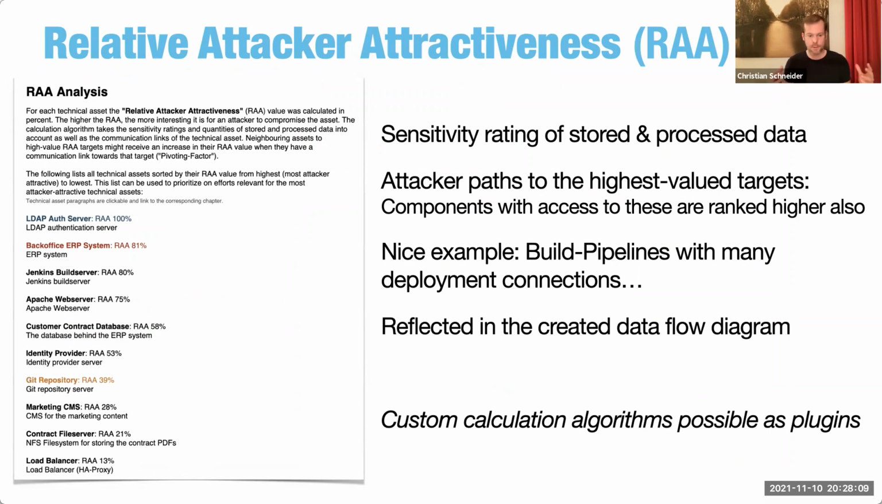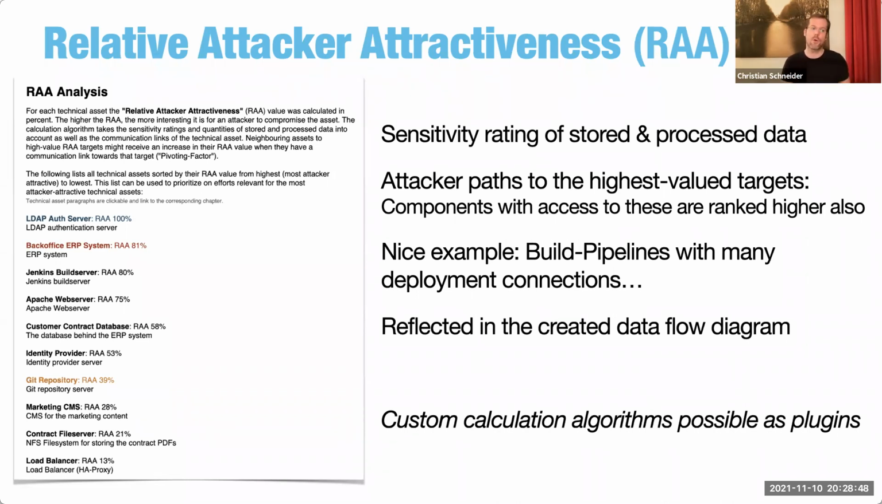And at the end, it's trying to assess, that's very useful for bigger models, to assess every technical component and identify those components that are very attractive for hackers to attack, actually. So that means they are storing or processing very much of the very sensitive rated data, for example. And it's also taking into account the surrounding components. So if, for example, you have a value with a very high, that's a relative scale from 0 to 100%, 100 being the most interesting ones usually.